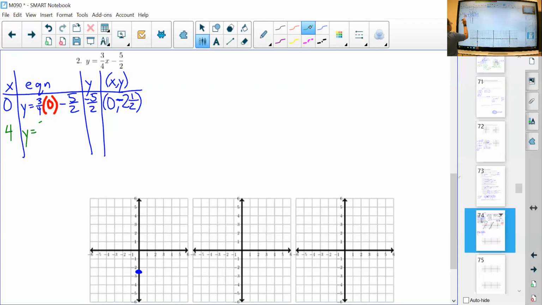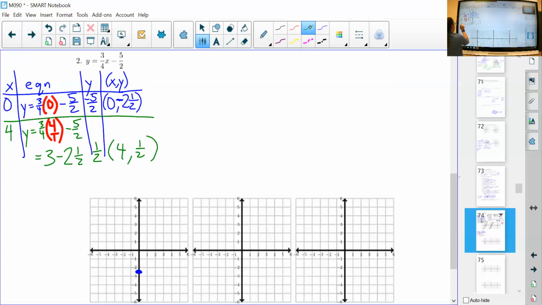So I have Y equals 3/4 times 4, which is 4/1, minus 5/2. 3/4 times 4/1, so that's just 3. We can write that on a second line, minus, and we turned that into 2.5. What's 3 minus 2.5? Taking a whole number minus a mixed number. Well, there's just 1/2 left. So my point is 4, 1/2. Over 4, up 1/2.